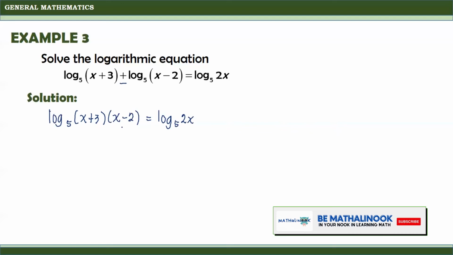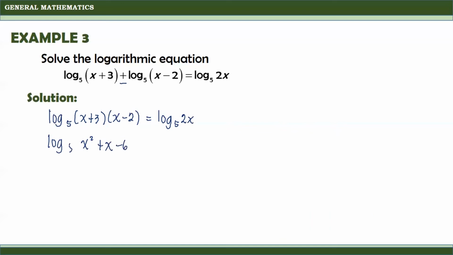Simplifying x plus 3 times x minus 2, we will have logarithm of x squared plus x minus 6 to the base 5 equals logarithm of 2x to the base 5. Notice in this equation that we have logarithm to the base 5 on both sides of the equation. If this is the case, then we can now simply cancel the logarithmic expression and equate the two powers: x squared plus x minus 6 equals 2x.